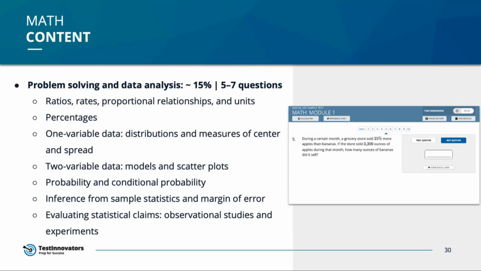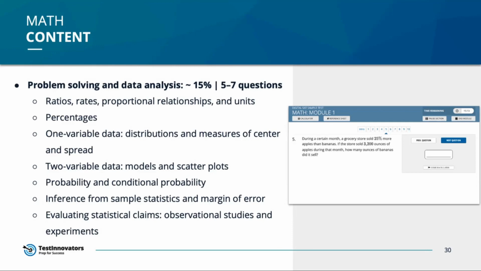Then about 15% of the test deals with problem solving and data analysis. It's about 5 to 7 questions. Problem solving and data analysis can cover topics such as ratios, rates, proportional relationships, and units, percentages, 1 variable data, talking about distributions and measures of both center and spread, 2 variable data, so models and scatter plots, probability and conditional probability, inference from sample statistics and margin of error, evaluating statistical claims, including observational studies and experiments.